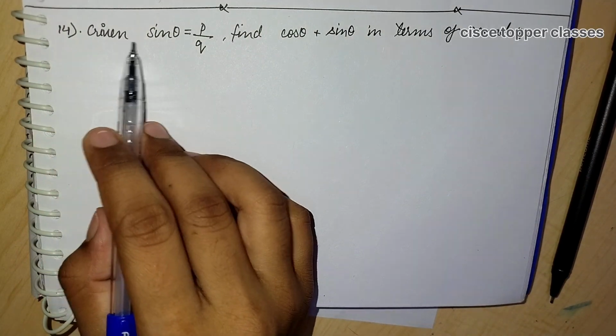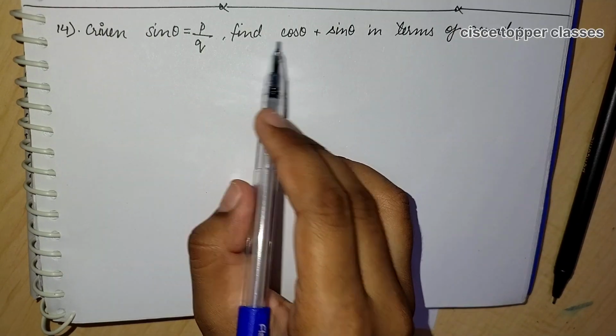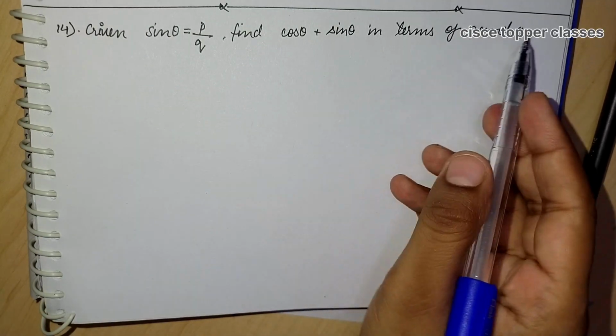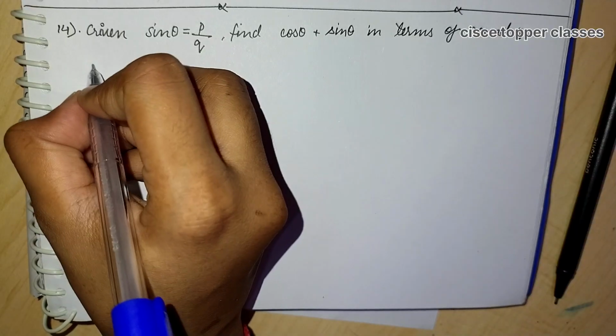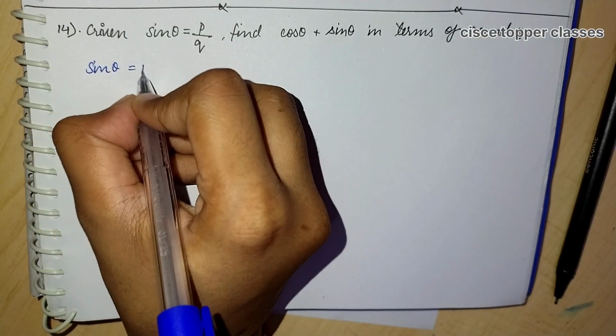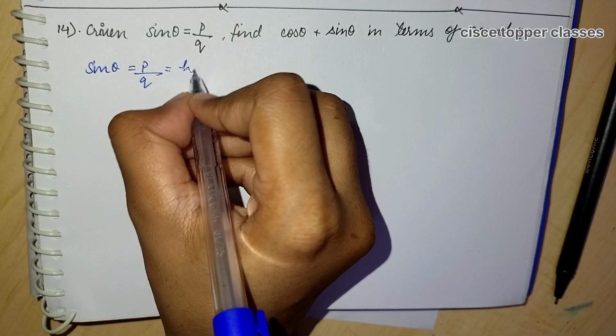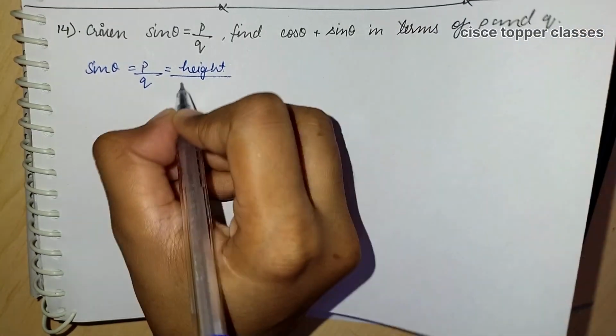Let us solve the 14th question. Given sine theta is p by q, find cos theta plus sine theta in terms of p and q. So if sine theta is p by q, we can write sine theta as height by hypotenuse.